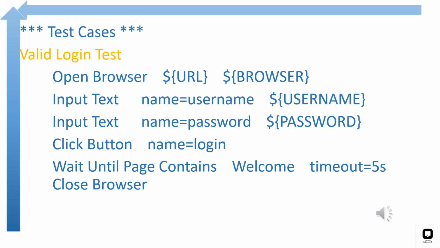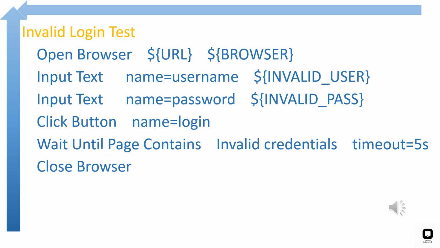Test cases start. So, valid login test. Open the browser using the URL and the particular browser mentioned, and input text with name equal to username. So the username which is mentioned in the previous screen as username, and input text with name equal to password. The password we have mentioned will come here, and once we click the login button, it will wait for the page to contain the welcome screen, and it will time out after 5 seconds and the browser closes.